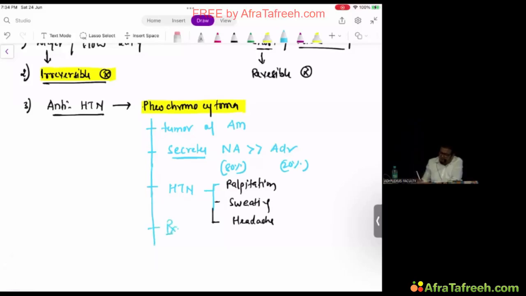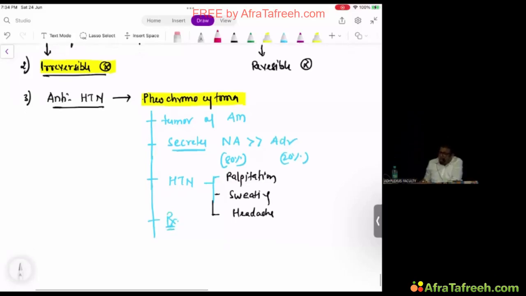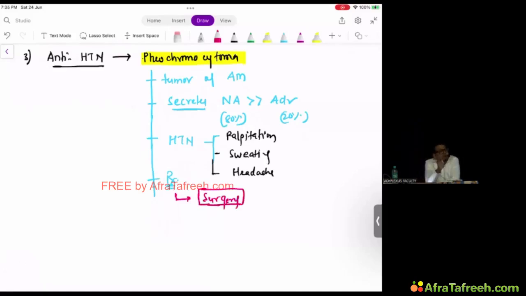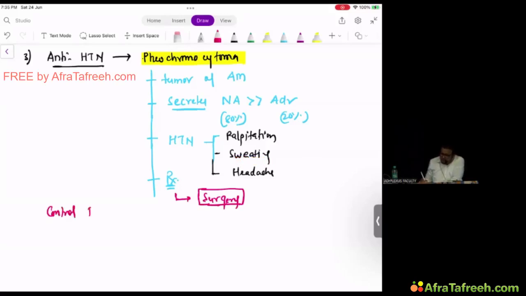What will be the treatment? What is the best treatment of any tumor? Surgery. If possible, if the tumor is localized, remove the tumor. Understood? But the patient is having hypertension. The patient's BP is high. If you start operating on a patient with high BP, then there is a risk of intraoperative hemorrhage. So before doing surgery, prior to surgery, you want to control blood pressure before surgery. So which drug will be given?